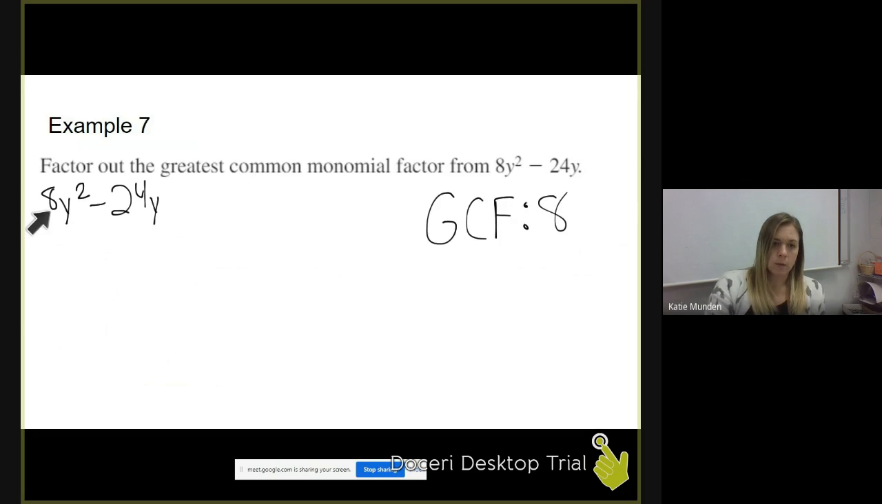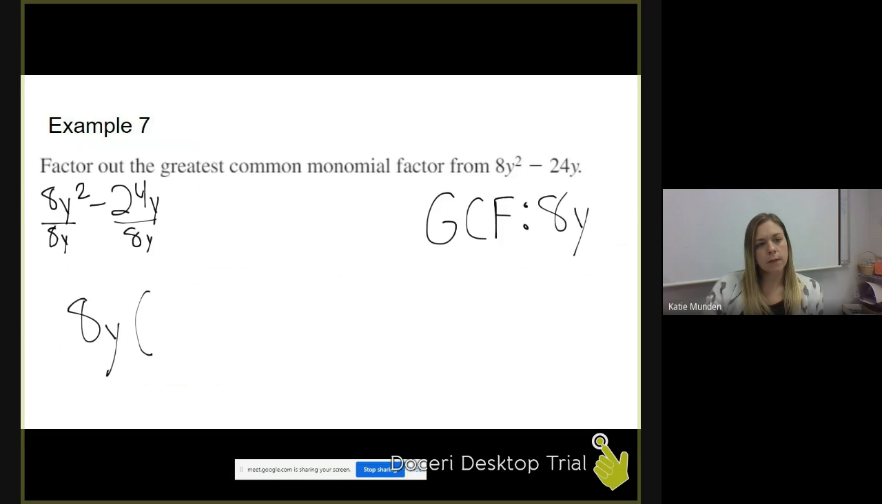And then we have y squared and y to the first. So you always go with the smallest exponent that they all have in common. So my GCF here is 8y. Where I'm writing my answer, I'm going to have an 8y, and then a parentheses, and I'm going to divide everything by 8y.